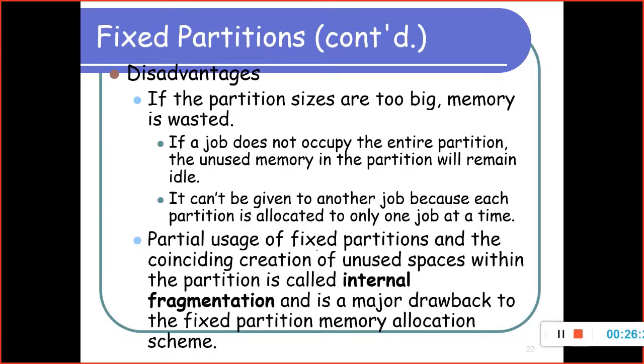So the unused space within the partition is called internal fragmentation. Okay, just to recall, partition 1 is 100K but uses only 30K. So this we call internal fragmentation. Okay, and it's a major drawback to a fixed partition memory allocation scheme. So this internal fragmentation is unused memory which is wasted, not an efficient memory management.